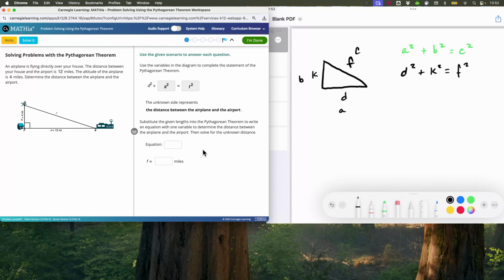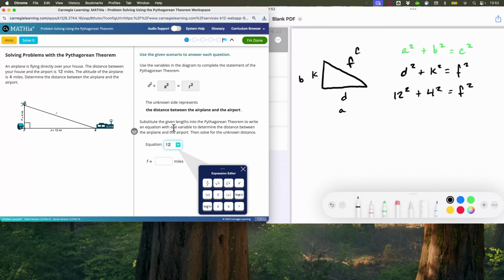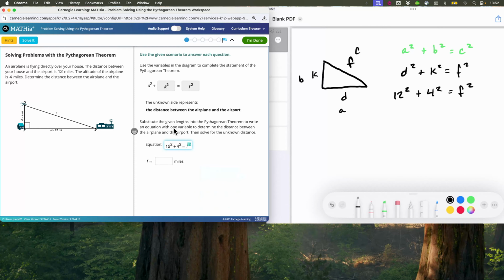And so we're going to put values in there. So we would have D is 12, so 12 squared, plus K is 4, so 4 squared. And we still don't know what F is, so that would still be F squared. So again, on my keyboard, I'm going to put in 12, Shift 6 to get into the exponent position. I got to click right to get out of it. Plus 4, again up in the exponent position. I got to click right to get out of it. Equals F to the power of 2.